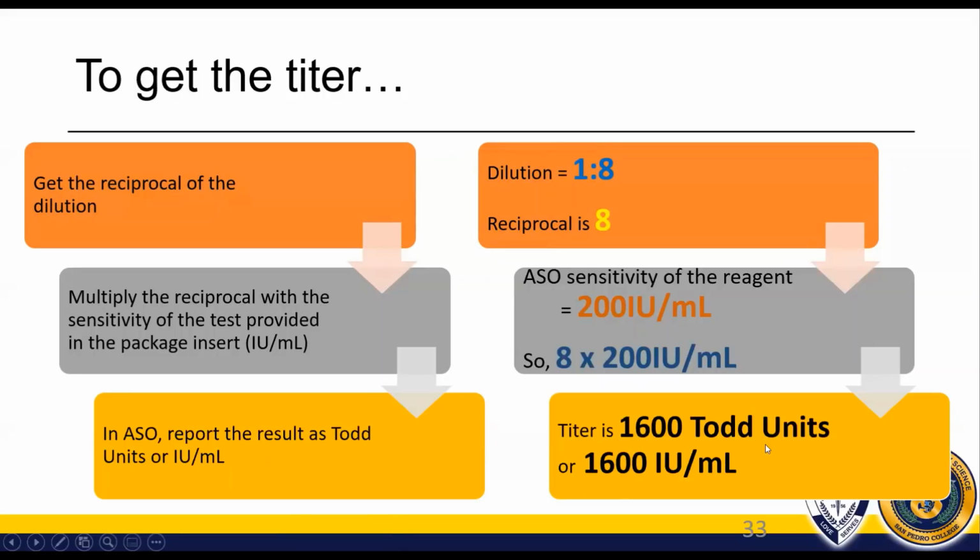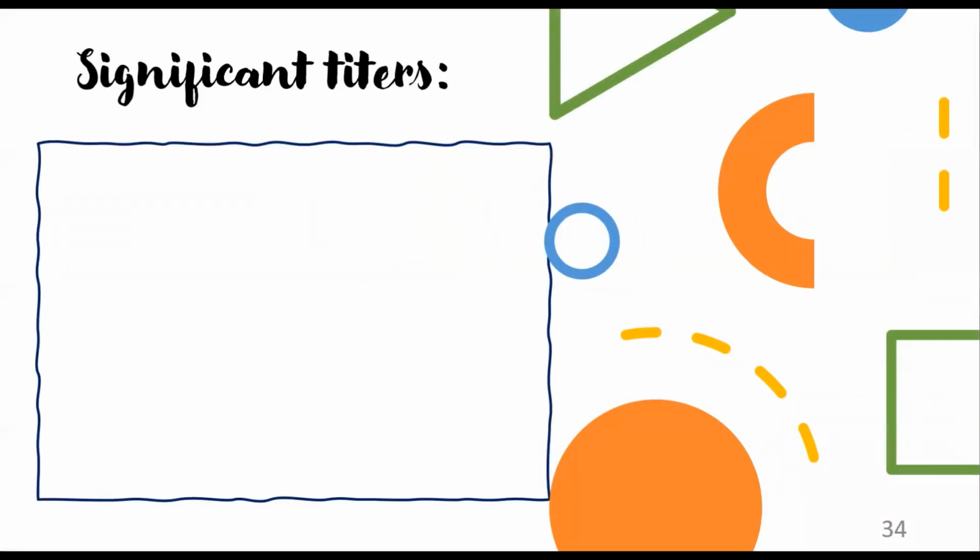Okay? Use Todd units when the streptolysin reagent standard is used, and use IU per ml when the WHO international standard is used. Okay, so how to determine that? Check in the package insert. Okay, for clinicians class, these are the significant titers.